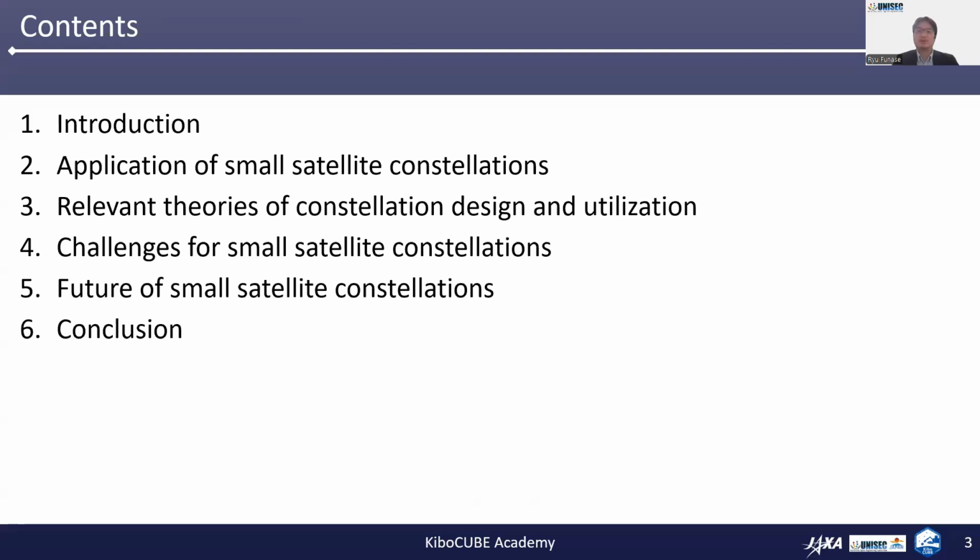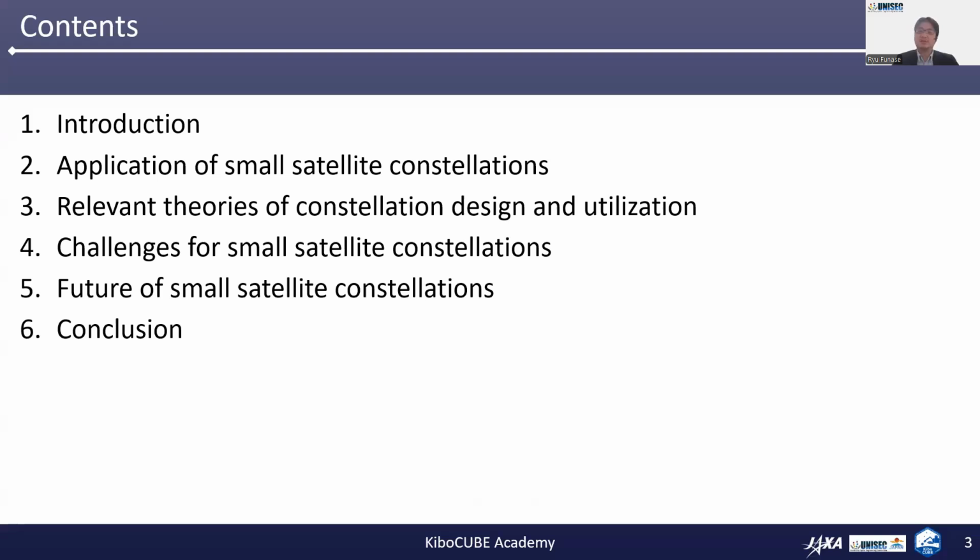I will introduce some of the types of missions in which constellations are used, provide some examples of early constellations, and then present some representative examples of constellations that have been built or are being built today. As a theory behind these examples, Chapter 3 covers orbit dynamics and orbit control, which are key to the design and utilization of constellations. Chapter 4 provides an overview of the various challenges in realizing small satellite constellations.